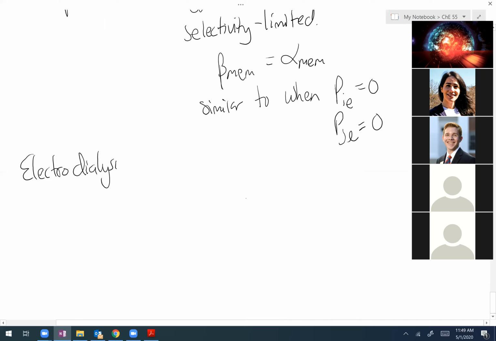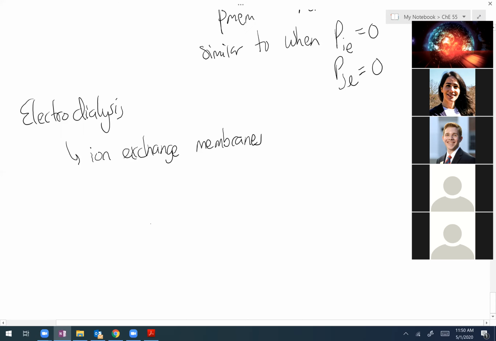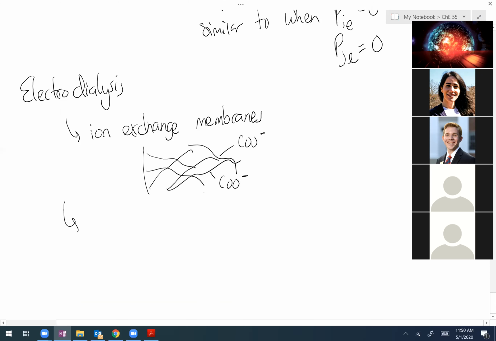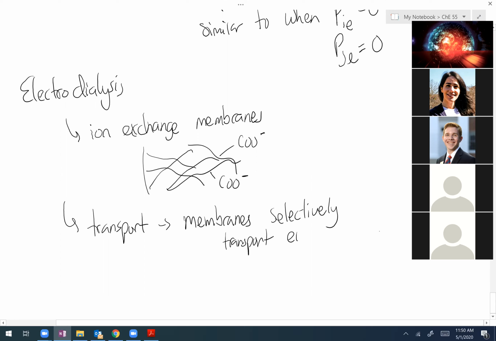This relies on ion exchange membranes, which are polymers with fixed charges on the backbones. In terms of transport, I think it confused more people than anything. The key thing to note is that the membranes selectively transport either cations or anions, but not both.